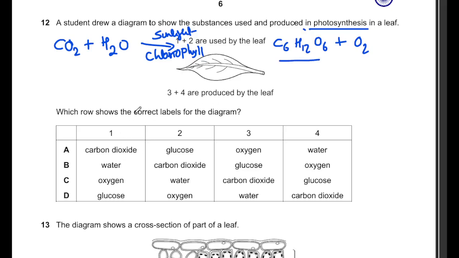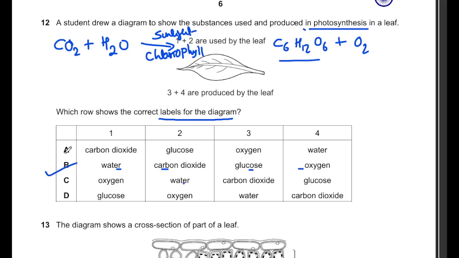Now let's see what is there on the product side: glucose and oxygen. Reactant side: CO2 and water. Which row is the correct label for the diagram? 1 and 2 are used, so 1 and 2 are carbon dioxide and water. Do we have carbon dioxide here? Yes. But 2, do we have water? This is there, but not this one. Glucose and oxygen in the end, and that's what the answer is.